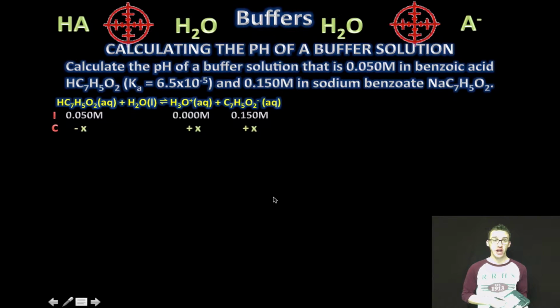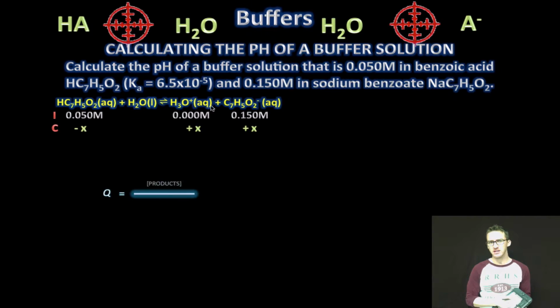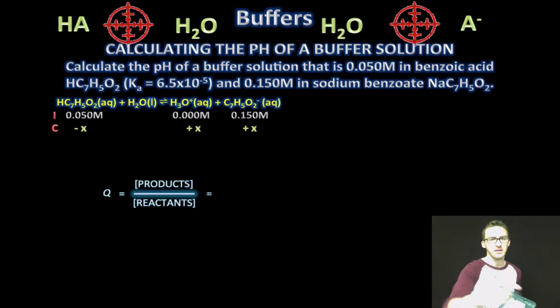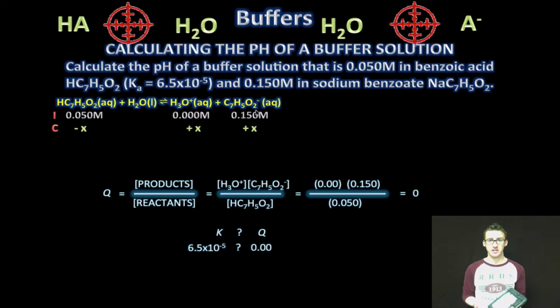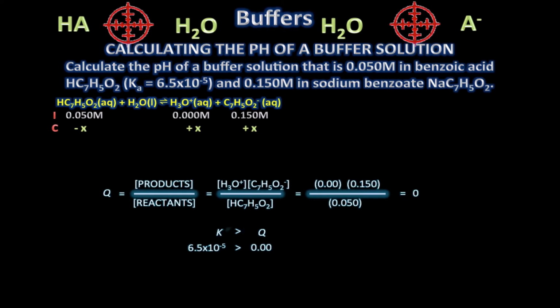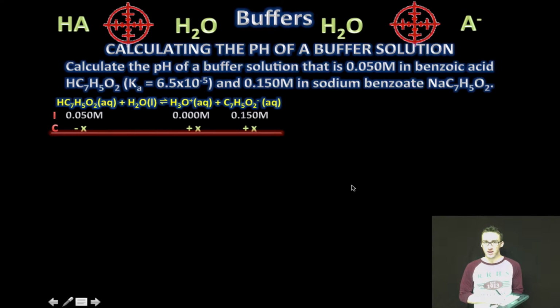Next, let's think about the change. It's going to be minus x, plus x, plus x. If you're wondering why it's minus x here and plus x on this side, think about your Q expression, the conditions that we have initially: concentration of products over concentrations of reactants. The value of Q is essentially going to be 0, and so this reaction is going to shift to the right to establish equilibrium. So at equilibrium, our concentrations are going to be 0.050 minus x, x, and 0.150 plus x.